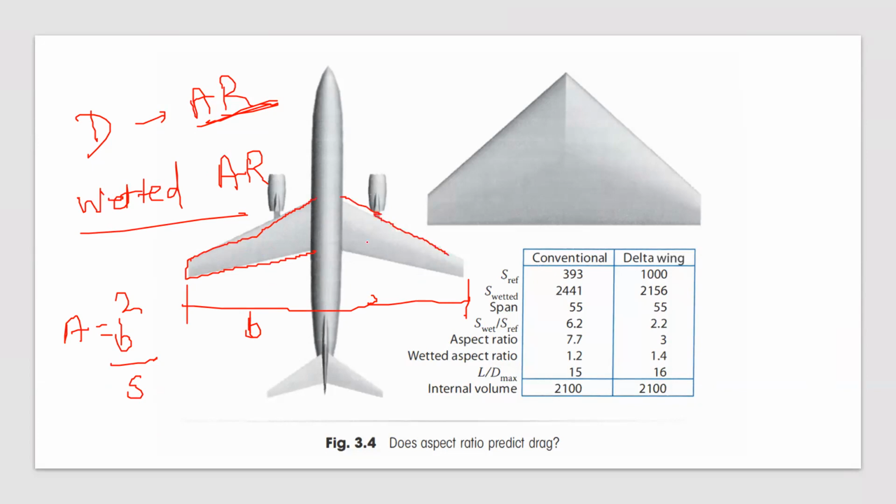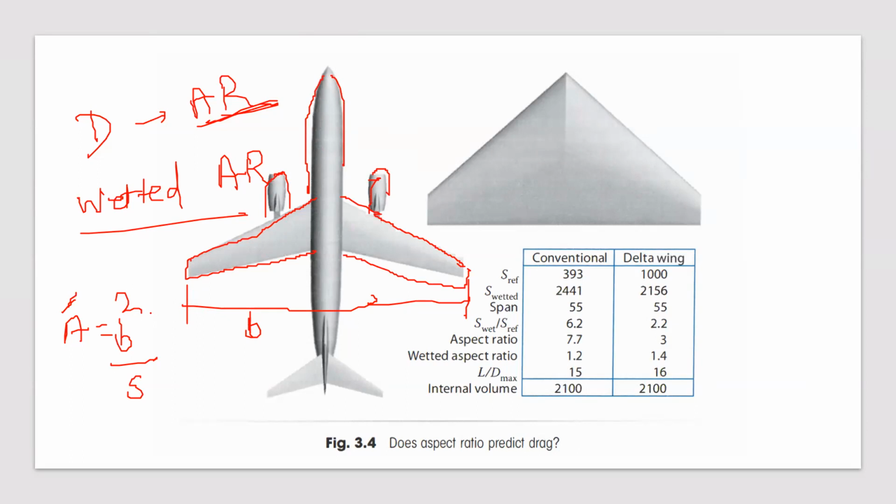This is your wing area, right? So you define this aspect ratio, but parasite drag comes from these parts also, right? From the nacelles. Yes, sir. Of parasite drag is coming from here also, right? So aspect ratio is not a good prediction of the total drag that the aircraft is experiencing.